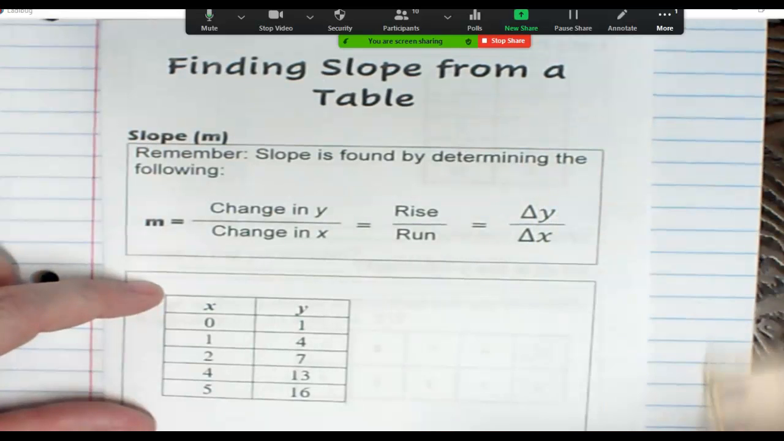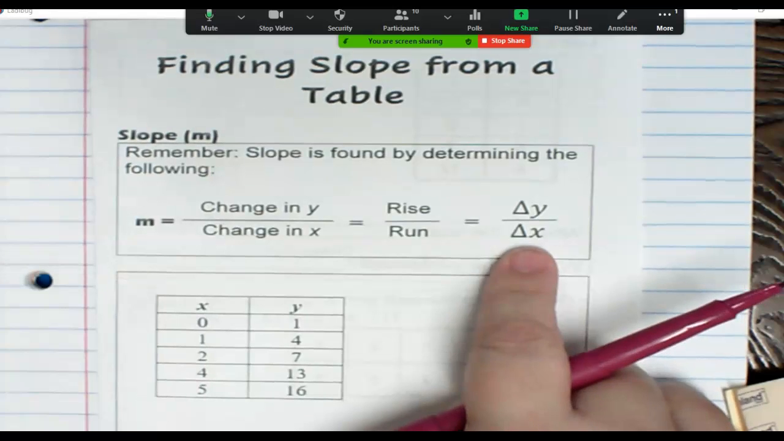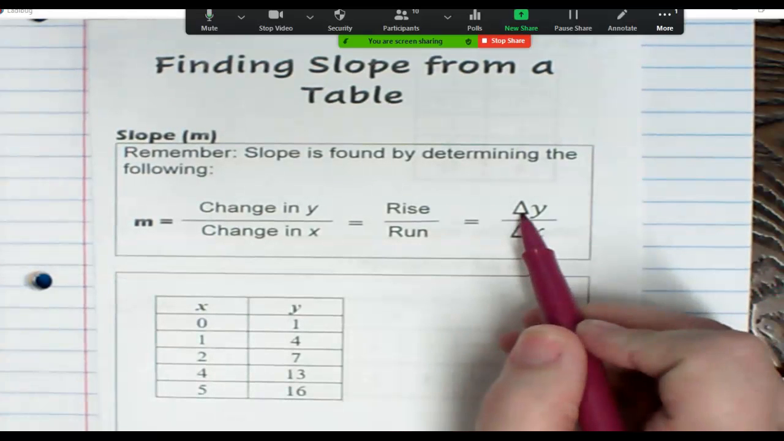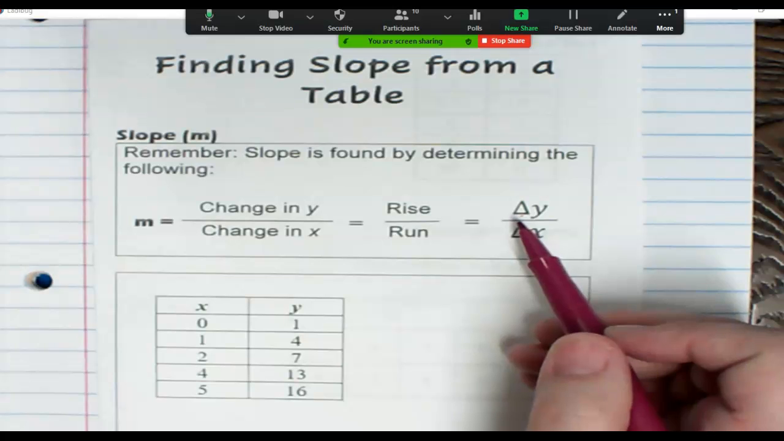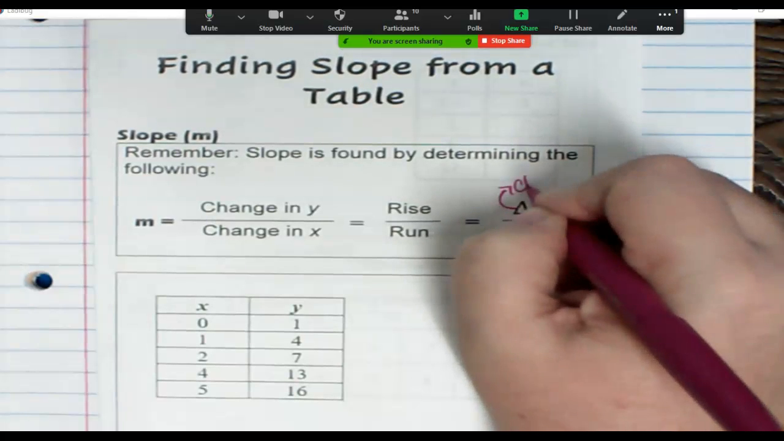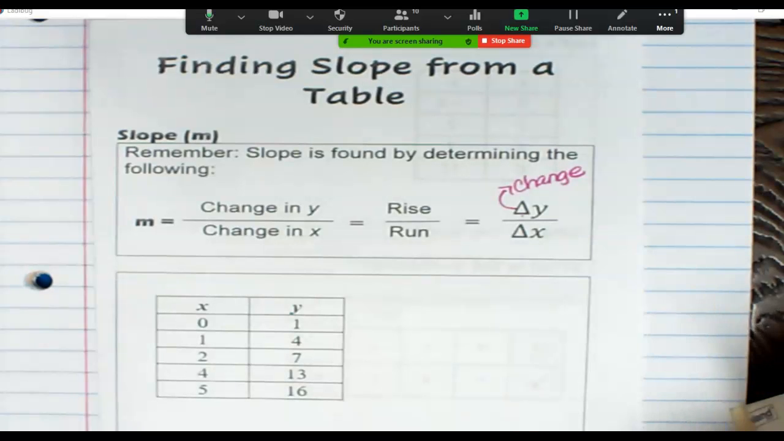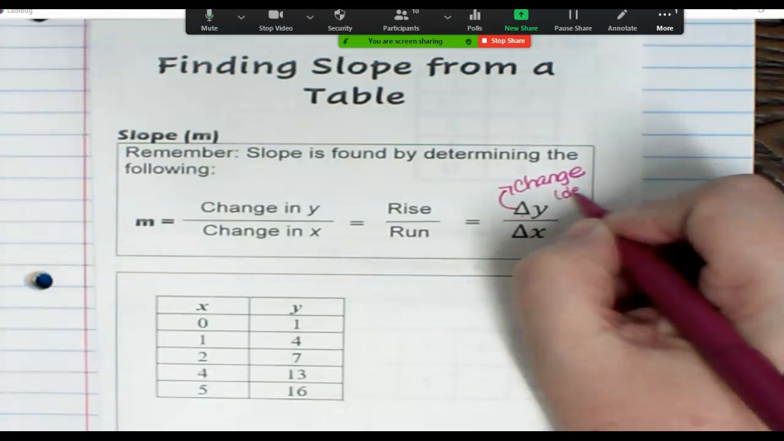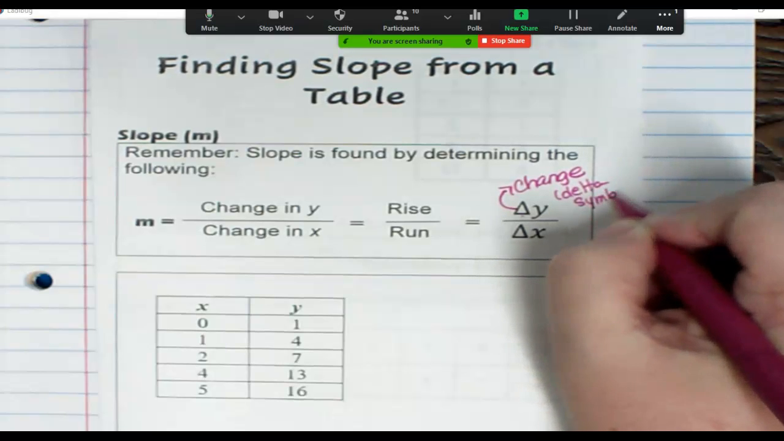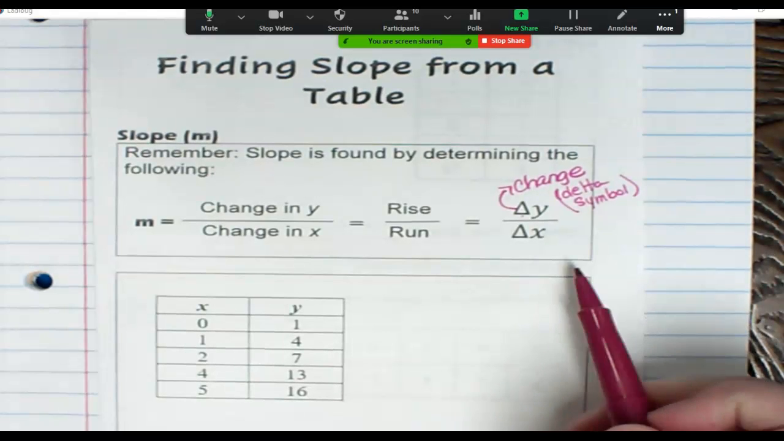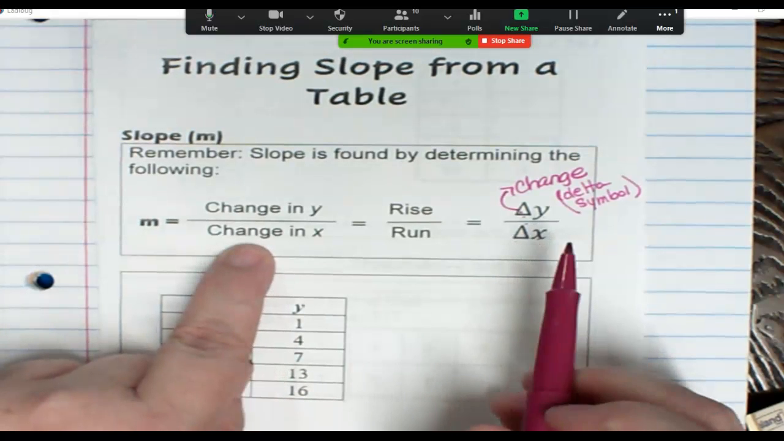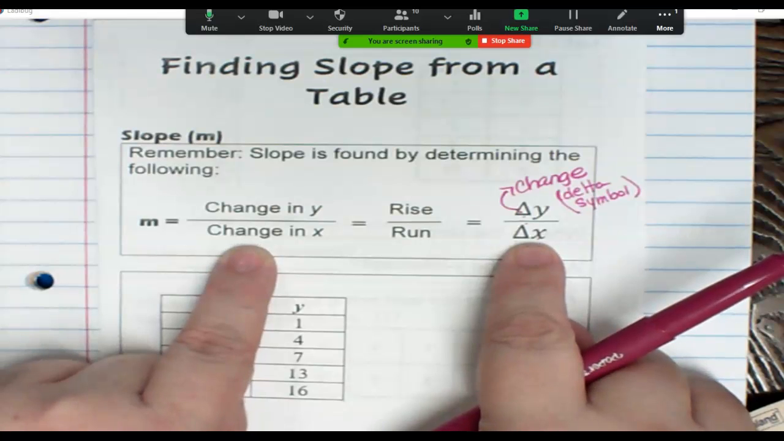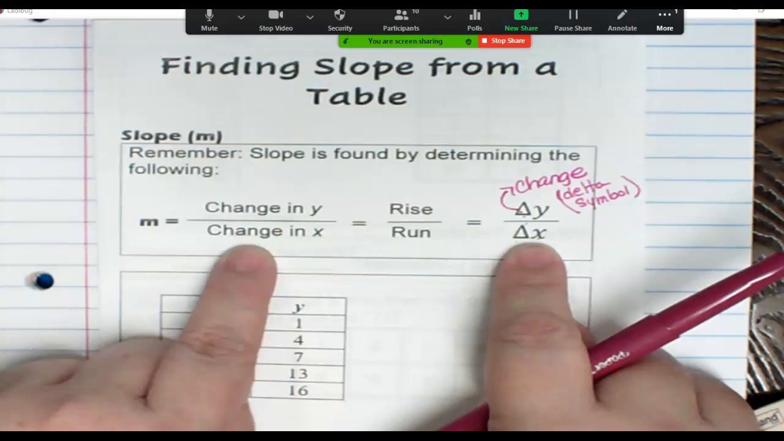And that is where this comes in. This is kind of like mathematical shorthand. This symbol right here is called a delta symbol. And what it literally means, delta is the mathematical symbol for the word change. Delta means change. So I would literally read this as the change in y over the change in x. It's the same thing that says here, except it's kind of like shorthand. I'm writing it with a symbolic representation, instead of having to write out the word change every time.